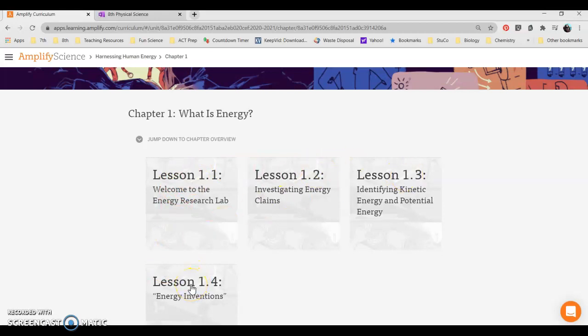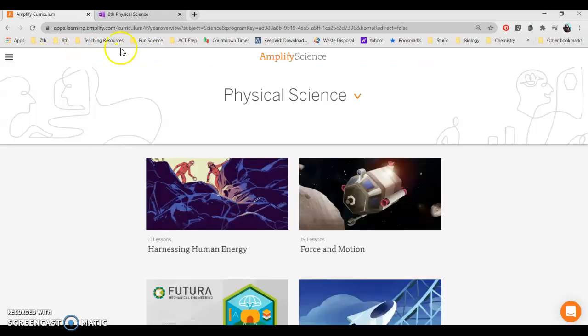So when I tell you, hey, go in and do lesson 1.1, you will know, obviously, that's referring to chapter 1, lesson 1. Okay, when you look at the top up here, you can also see a way of going back. If I need to go back and pick a different unit, I might click Amplify Science, and it will take me back to the main page.